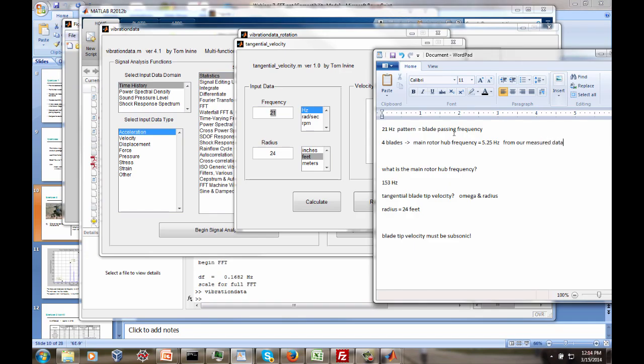So how can we check this? Is there a way we can validate that? Is there any independent check we can do? Because this is just measured data. So we have our empirical data, and based on our empirical data, we set forth a hypothesis, if that's the right term, or a preliminary conclusion that, in fact, the main rotor hub frequency must be 5.25 hertz. Well, how can we check that?